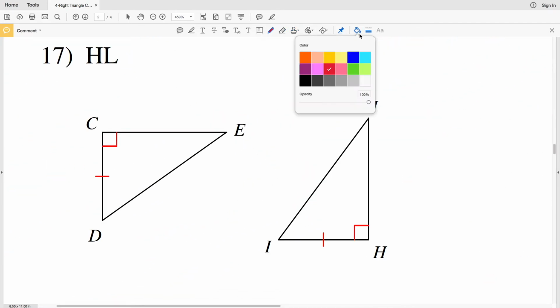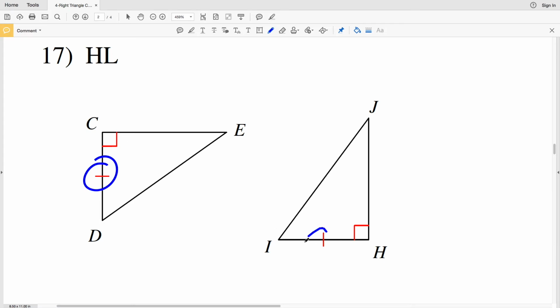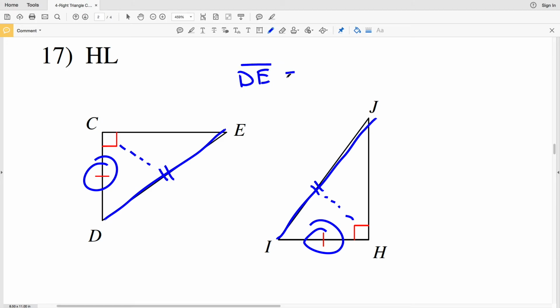In number 17, our reasoning is HL, hypotenuse-leg. We're already given that the legs are congruent. CD is congruent to HI, so we just need to say that the hypotenuses are congruent. So going across from our right angles, that's this segment here, segment DE, and this segment here, segment IJ. So the hypotenuse, segment DE, is congruent to the other hypotenuse, segment IJ.